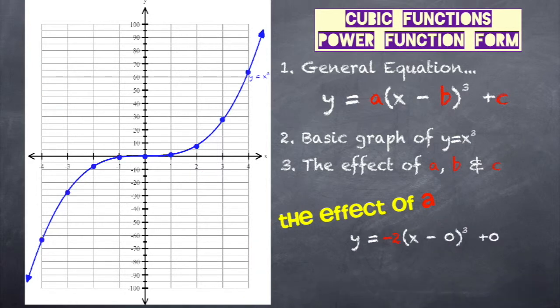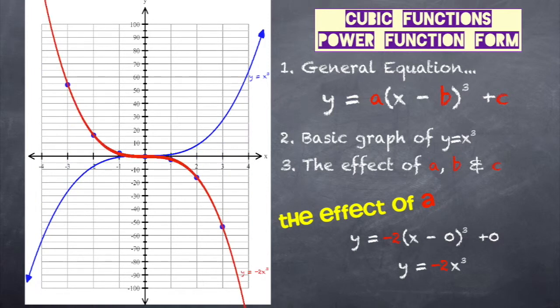So now I've gone ahead and made my a value equal to -2, once again leaving my b and my c values as 0. Now when I simplify this, I get y is equal to -2x cubed. And of course, when I plot these points, what happens is it gets reflected in the x-axis and then dilated by a factor of 2 from the x-axis. So what you can see is the graph becomes thinner, and it also now goes in the opposite direction.